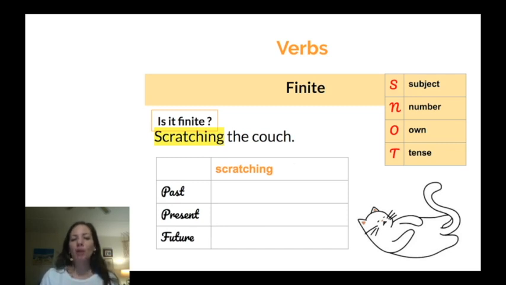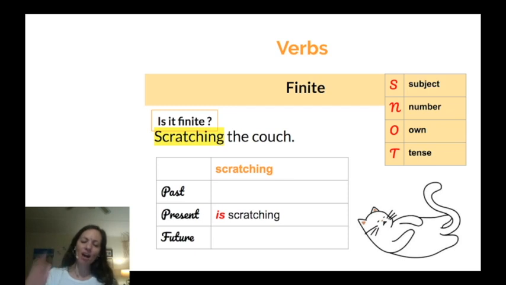Let's actually put scratching in the present tense. So if Twiggy is currently scratching, she is scratching. I actually need that helping or auxiliary verb of is to give it the tense. And in this example, I've used is because I'm going to assume that it's singular. If it was plural, of course, I would make use of the auxiliary are. Are would then give it its number as well.